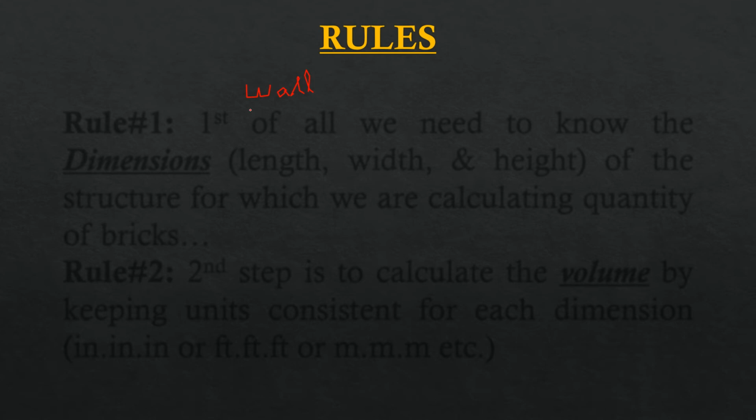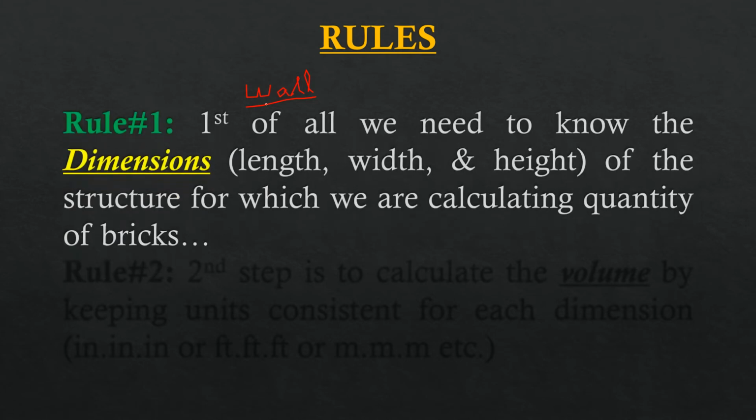First of all, we will discuss how we can calculate the number of bricks in a wall with SI units, with American units, and with foot pound second units. So let's start. There are only two rules. If you can understand these two basic rules, then you can easily determine the number of bricks for any civil engineering structure, for some part or for a whole structure. So let's discuss the first rule.